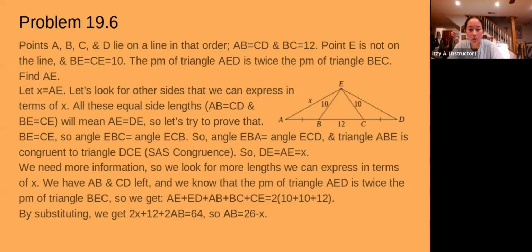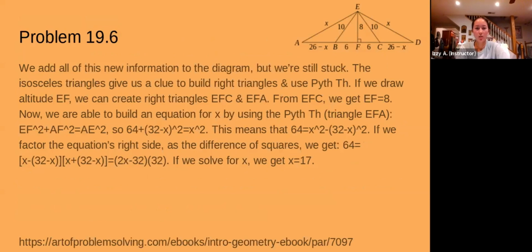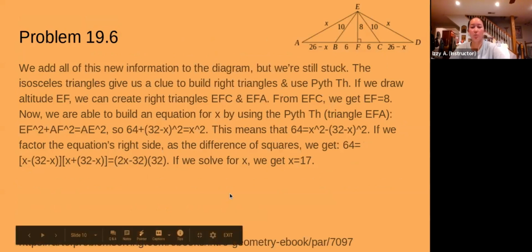We need more information, so we look for more lengths we can express in terms of x. We have AB and CD left, and we know that the perimeter of triangle AED is twice the perimeter of triangle BEC. So AE plus ED plus AB plus BC plus CE is equal to 2 times (10 plus 10 plus 12). By substituting, we get 2x plus 12 plus 2AB equal to 64. So AB is equal to 26 minus x. We add all this new information to the diagram, but we're still stuck.